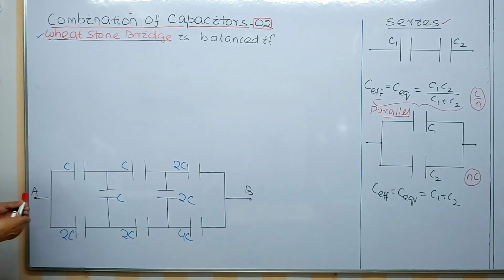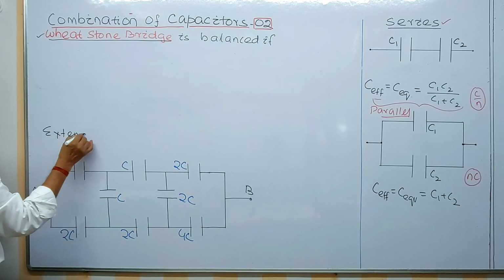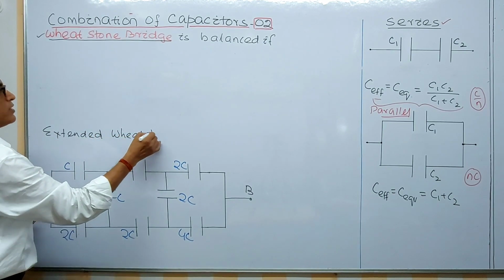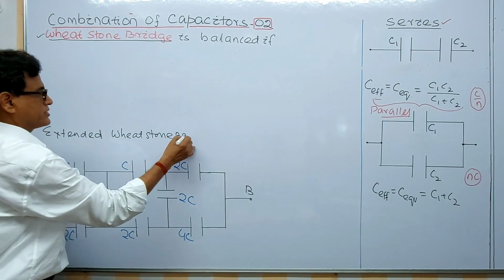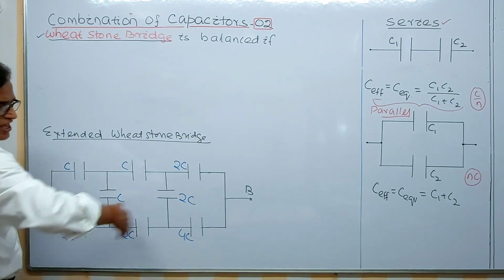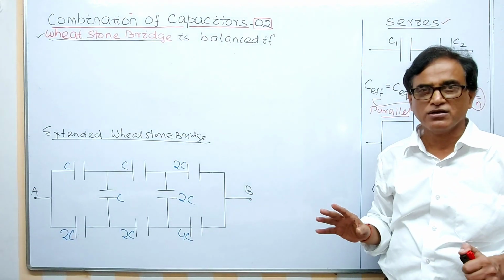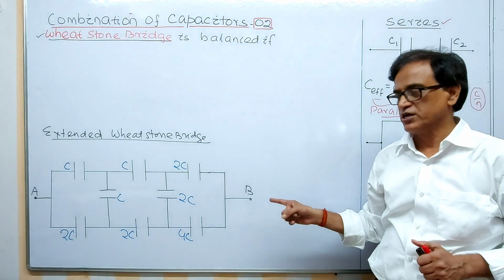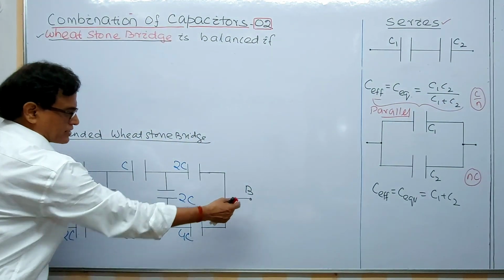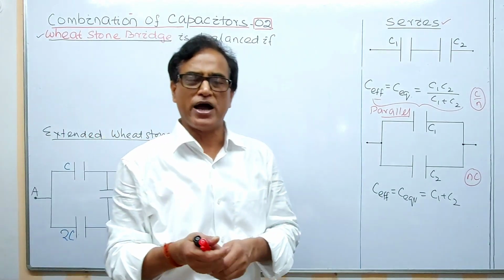Now you can see this circuit, which I can call an extended Wheatstone bridge. Whenever you see a very large or lengthy circuit, you shouldn't be confused by it. First look at the circuit, and you have to find the resistance across these terminals. In certain circuits I can change the terminals, and you will always be asked about them.